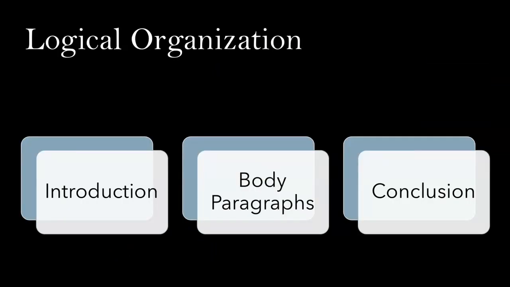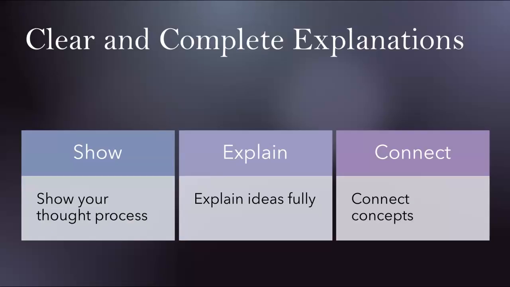Once you've figured out your purpose, you'll also want to figure out a logical organization. Academic writing always has some sort of introduction, a number of body paragraphs, and a conclusion. Academic writing also has clear and complete explanations where you show your thought process, you explain ideas carefully, and you connect concepts together.